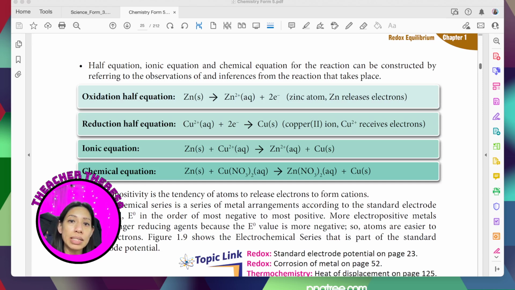For example, let's say I change this experiment, I use copper metal instead of zinc, and I use zinc sulfate or zinc nitrate. So will there be any displacement? The answer will be no, because copper metal is less electropositive than zinc. So copper metal will not be able to displace zinc metal from its salt solution.